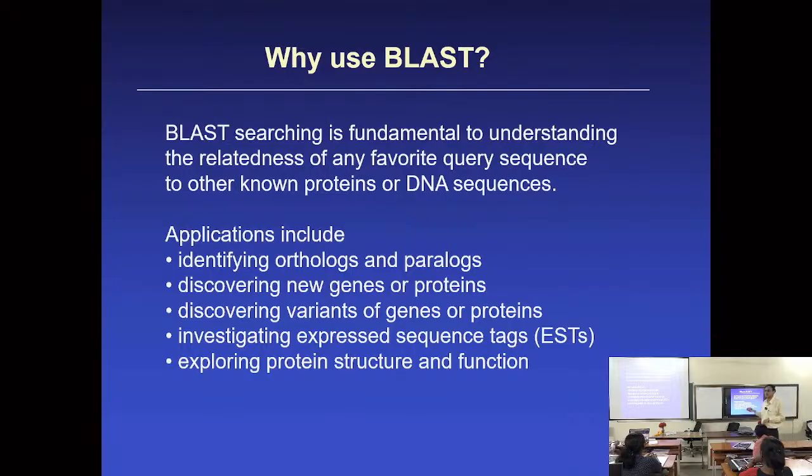Discovering variants of genes and proteins is the same thing, actually. You would want to know the variants of, for example, the beta globin gene in humans, right? BLAST will help you in identifying variants of beta globin in human individuals, and so on. There are many. EST we already discussed.